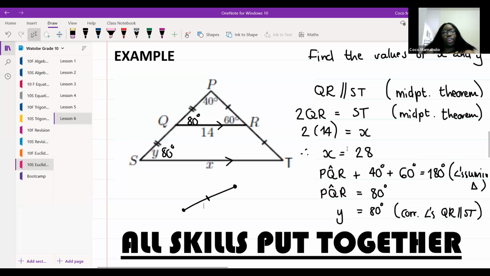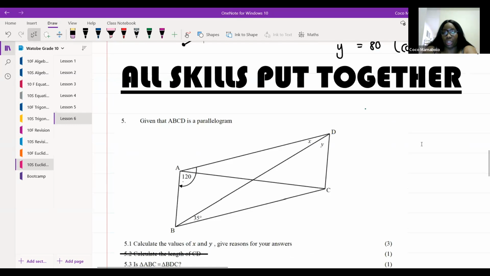All right, good. Okay, now we're going to take everything that we've learned and we're going to put it all together. And here's where we're going to start. Here.